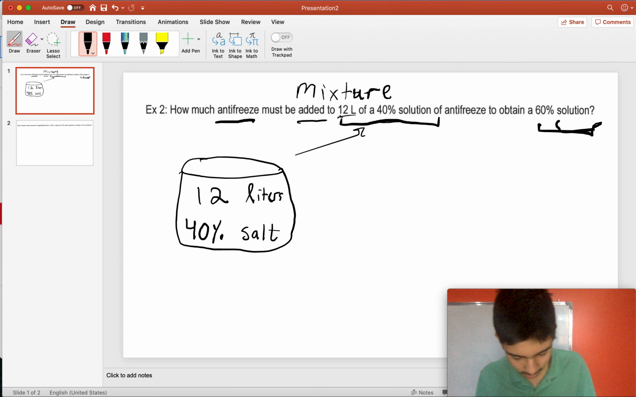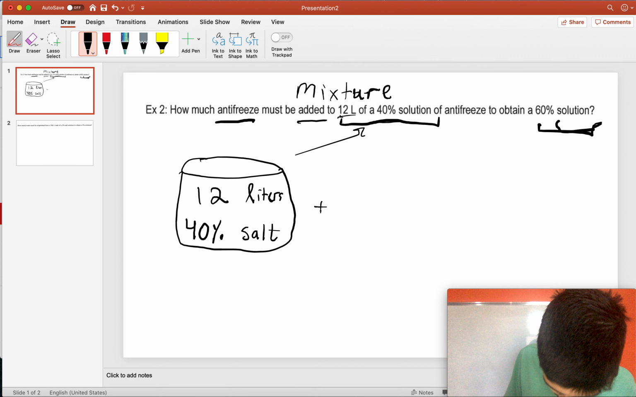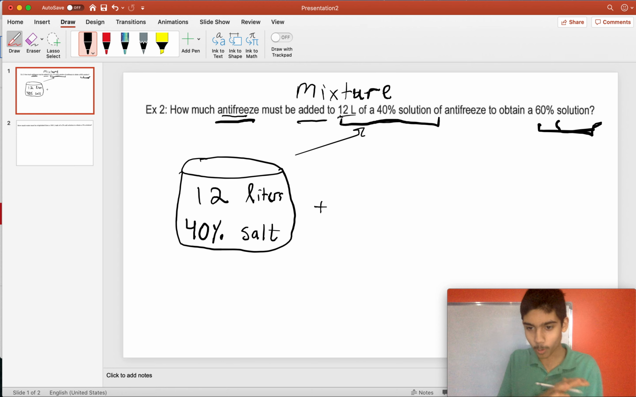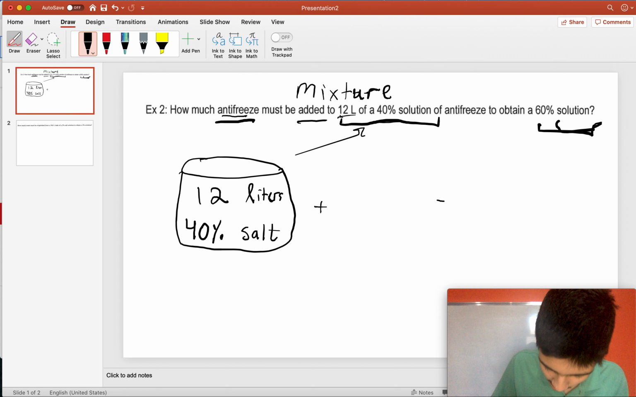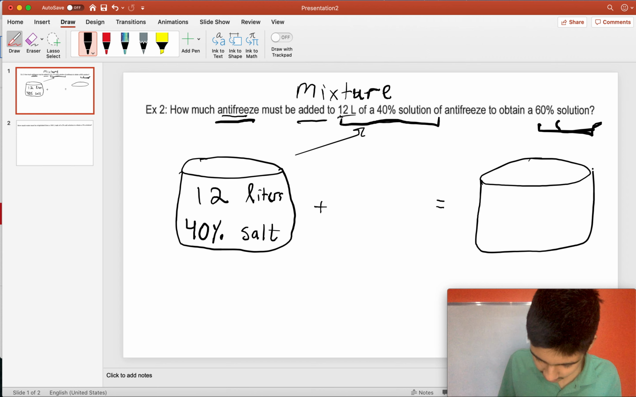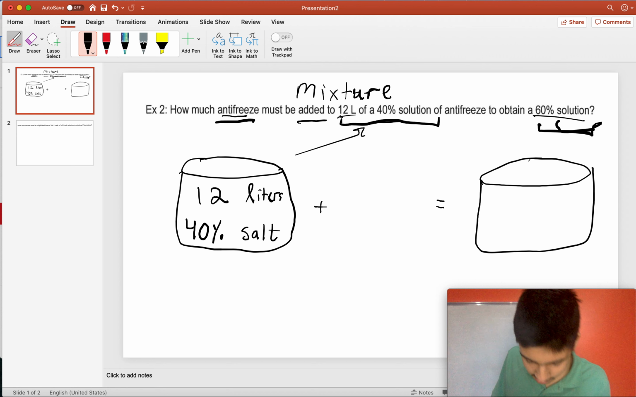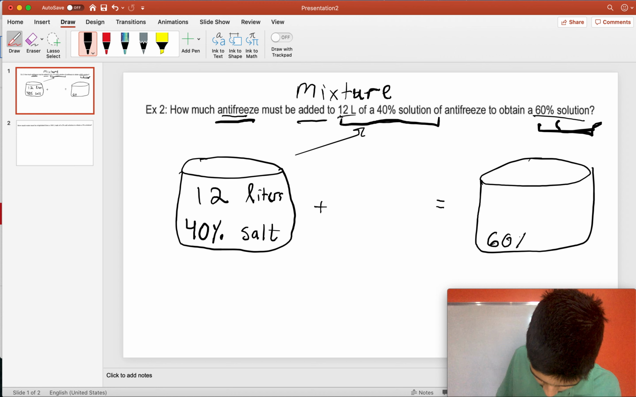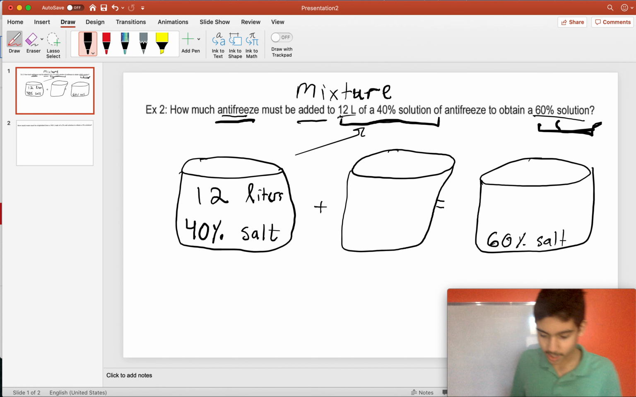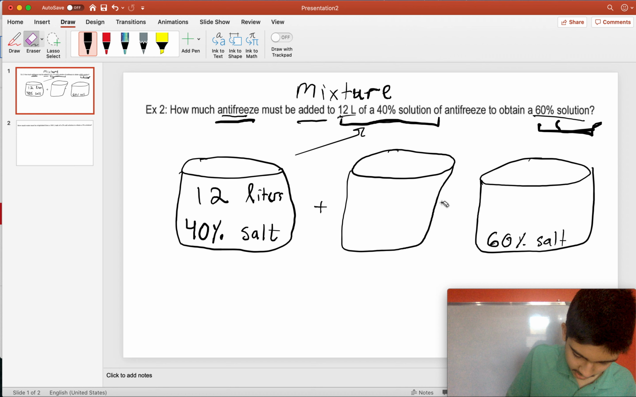Okay, and then they're saying we have to add this with an antifreeze. So an antifreeze basically is only solution. And it makes sense because we're adding two things to get a 60% solution, so basically something with 60% salt. So we're adding two solutions, two containers basically, and then when we add them together, we're going to get a 60% solution.